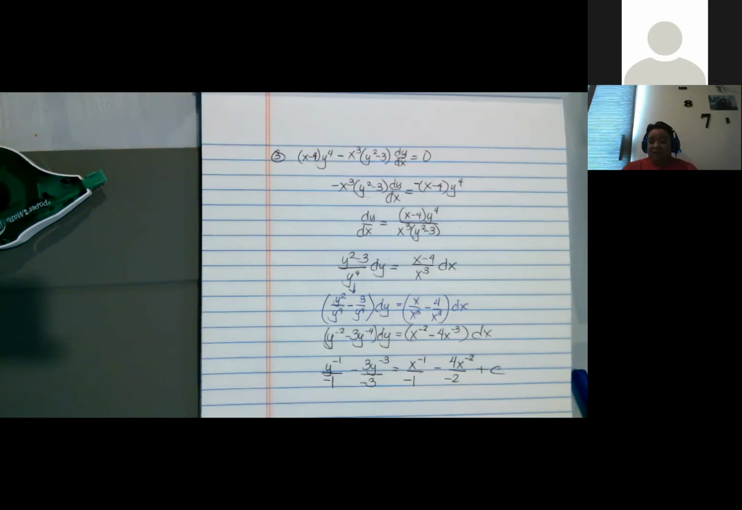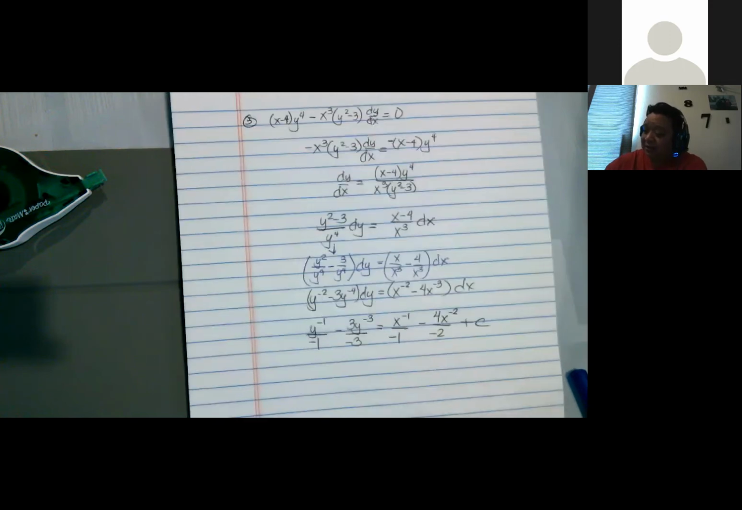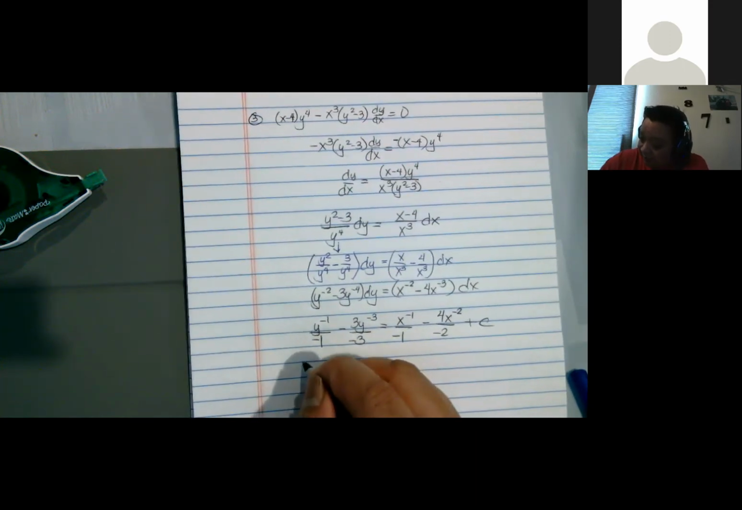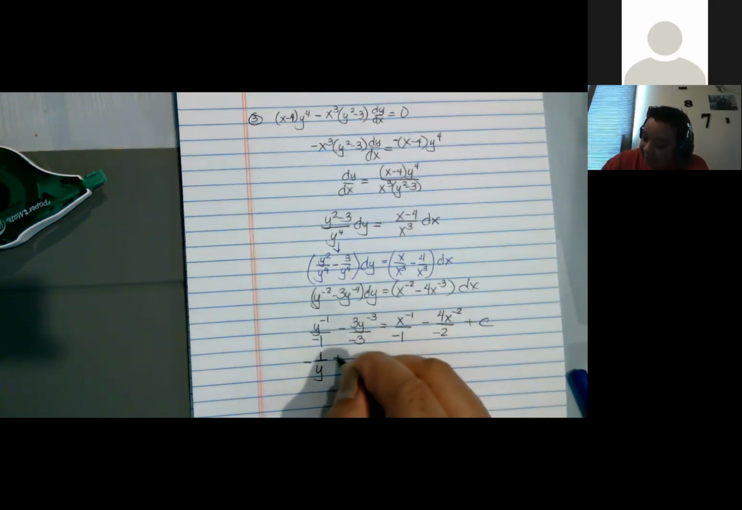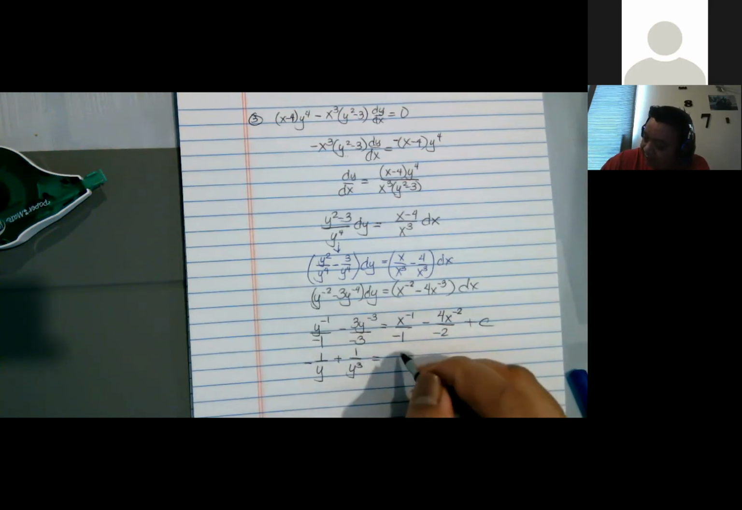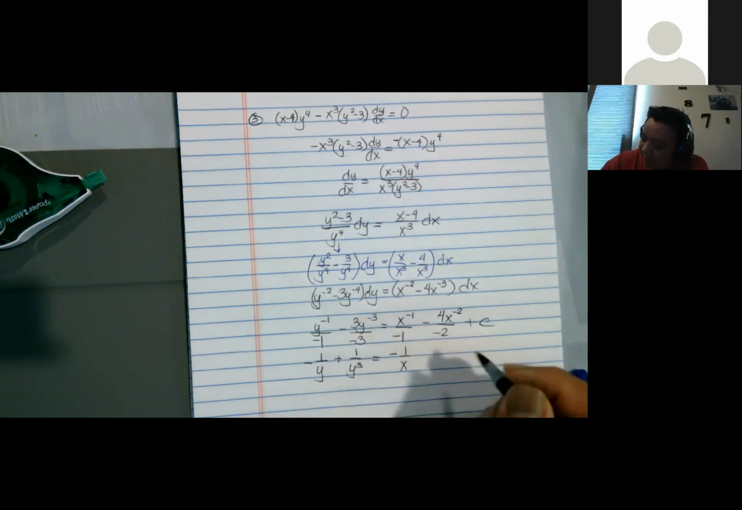And then now get rid of your negative exponents. And so this basically becomes negative 1 over y. Here the 3 cancels, and then the negative makes it a positive. 1 over y³ is equal to a negative 1 over x. And then again, this becomes a positive 2 over x² plus c.